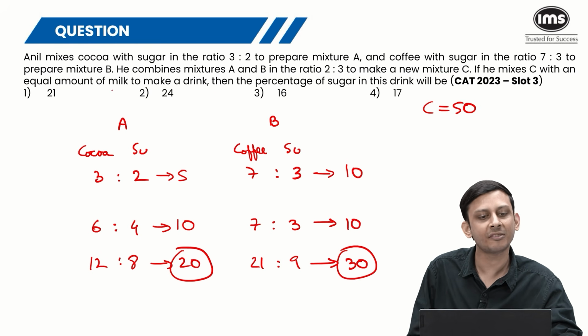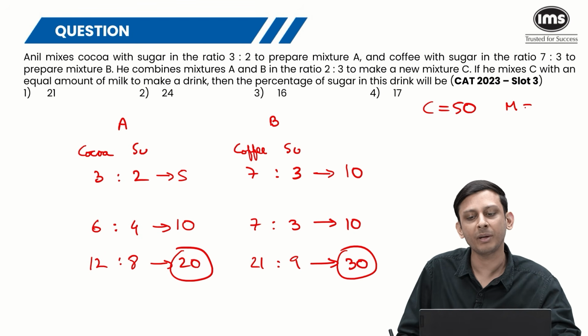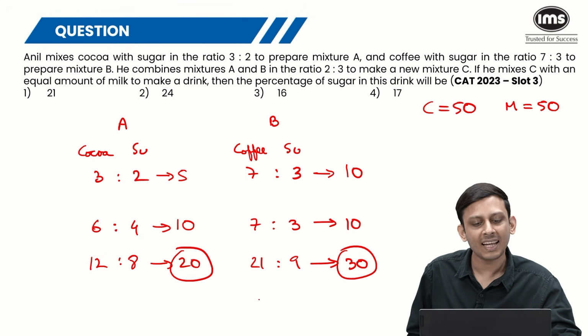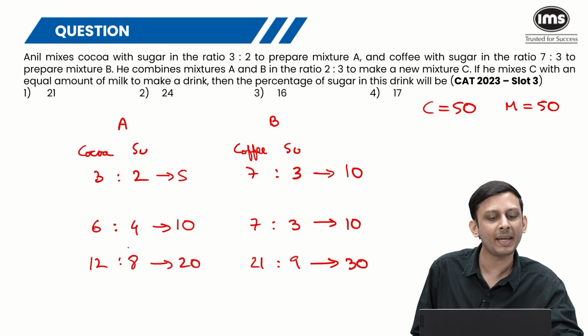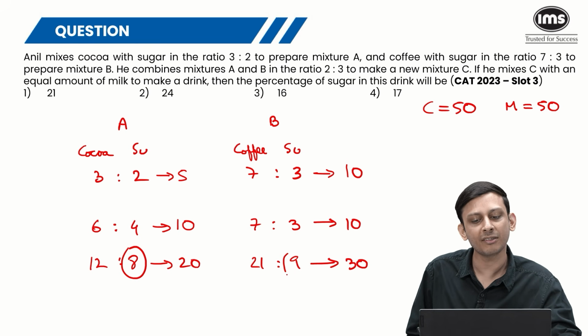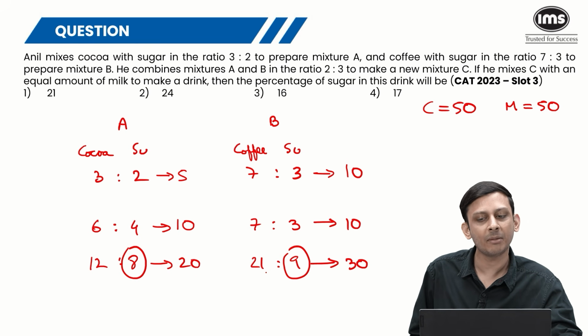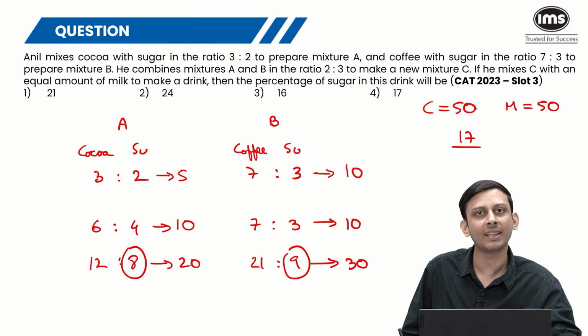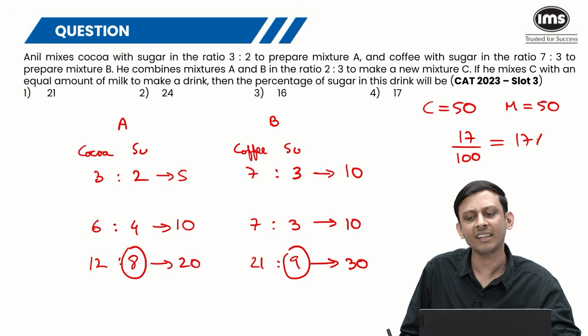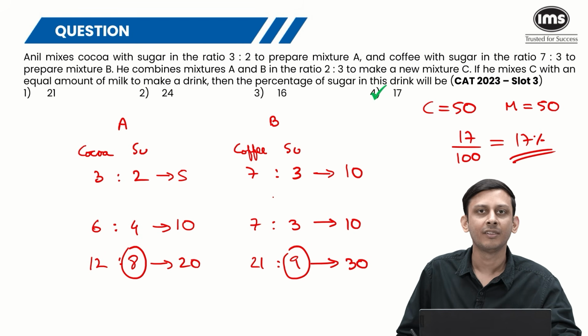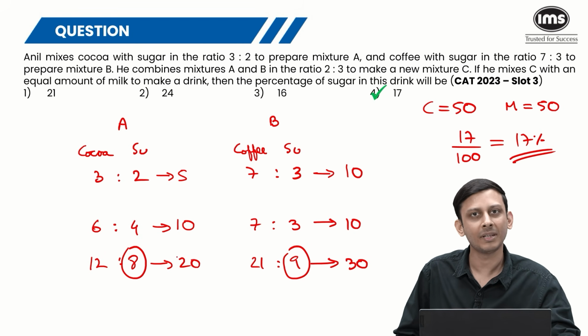And C is mixed with an equal amount of milk, so milk will also be 50. And then we can see, of course, sugar. Sugar will be 8 parts from A, 9 parts from B. So we'll get 8 plus 9, 17 parts. And then the total that we have is 50, 50, 100. So we'll get 17 by 100, which is again 17%. So you can see here we avoided fractions completely.